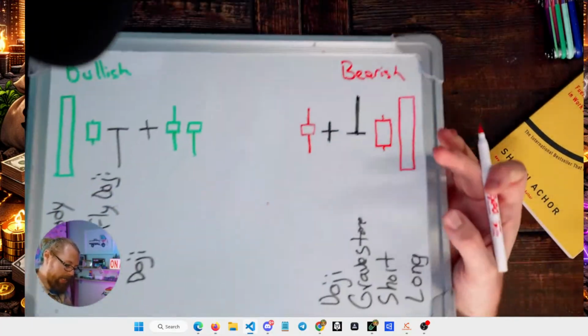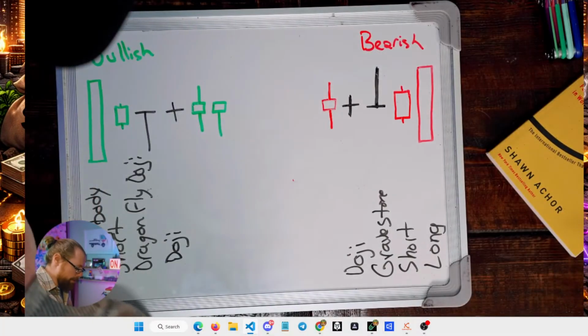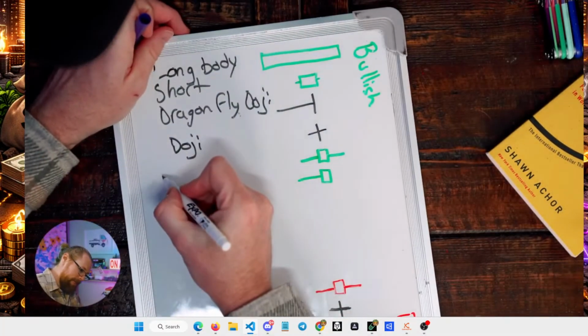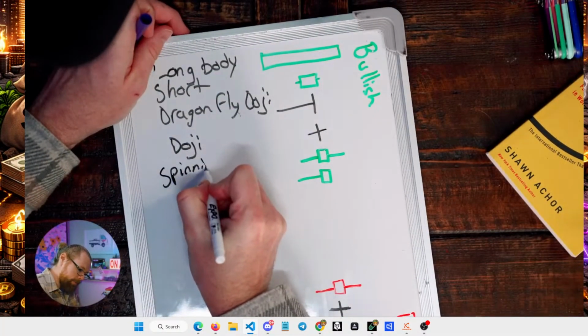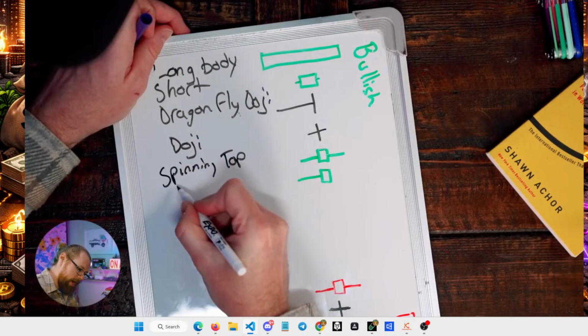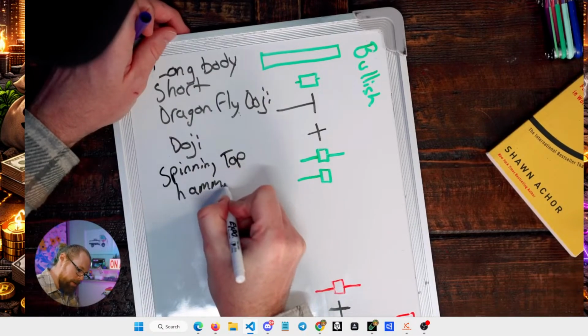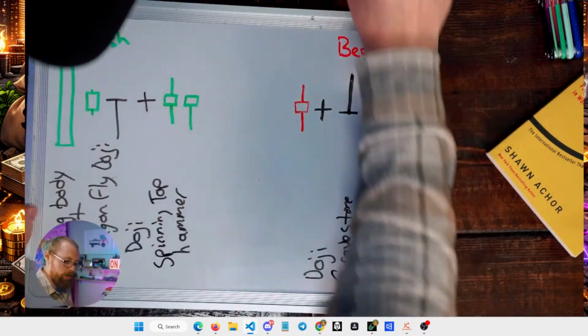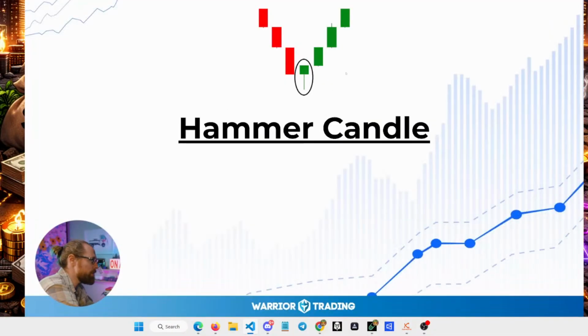So we've now got our hammer candle. I'm going to just put the label on it. So we've got the spinning top, and then we've got our hammer. All right, so we've got a couple more candles we've covered. Now let's get into the next one.